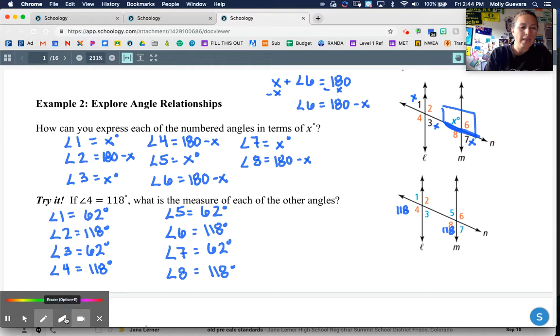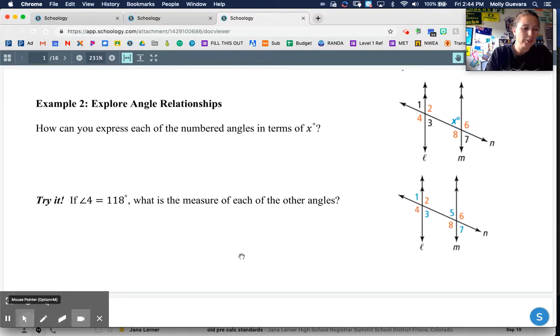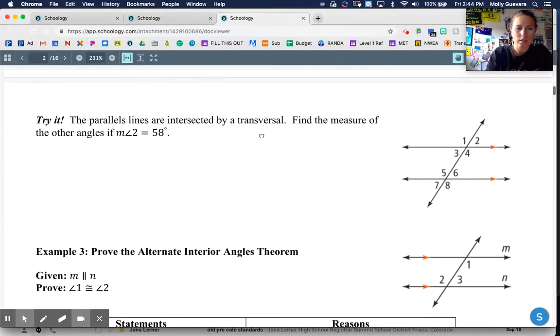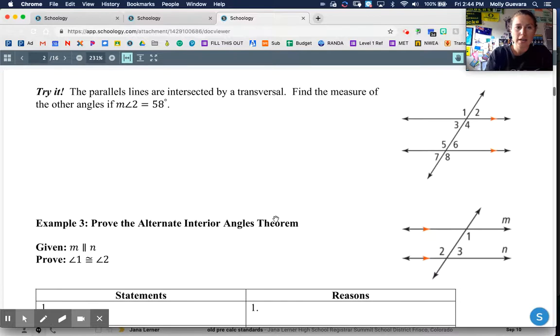Okay, one more I want you to try. So right here, try it. It says parallel lines are intersected by a transversal. Find the measure of the other angles if angle 2 is 58. So this right here is 58. And I go ahead and find all the other angles, and I'm going to go ahead and hit pause. And when you are ready, hit play and check your work.